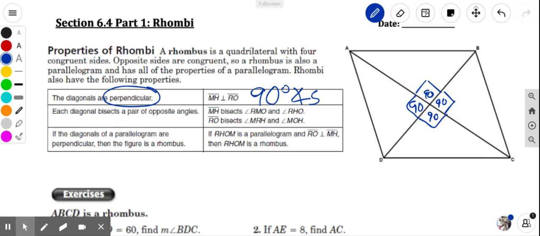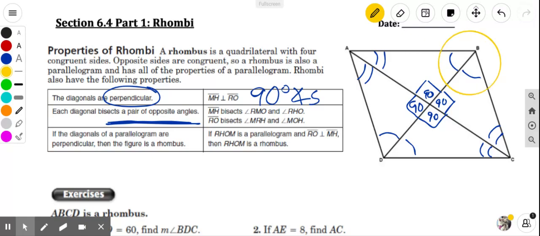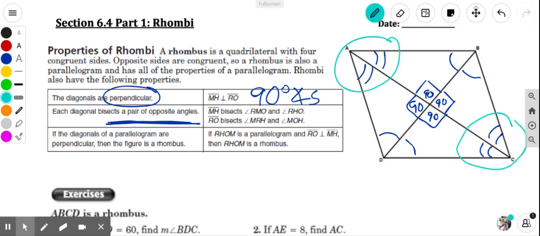Something else that's true is that the diagonals bisect the opposite angles. So the diagonals bisect the angles. What that means is this angle up here would be equal to this one. And since the opposite angles are congruent, these would also be equal to those. These four angles are the same, and this is true about every rhombus. So in every rhombus that you are given, these are all equal, and these are all equal, these little angles.